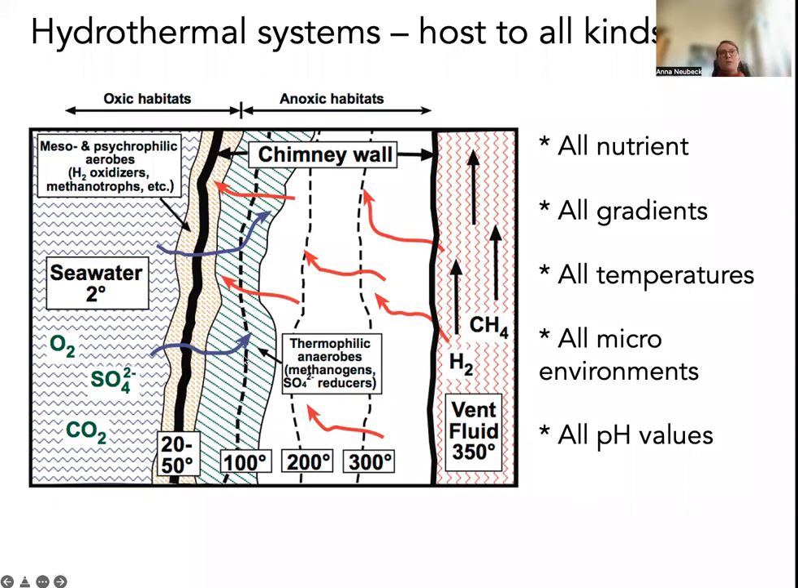and you have all kinds of microenvironments that these microbes can live in, and gradients of pH values. So within a quite small area, you can have all kinds of gradients allowing for anoxic and oxic environments and anaerobic and aerobic microorganisms living very close to each other. So the hydrothermal vent systems are host to all kinds of life forms.